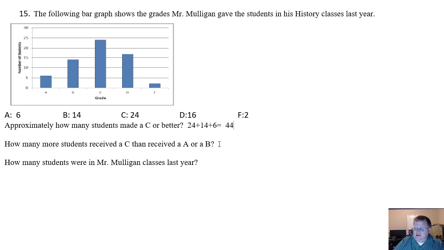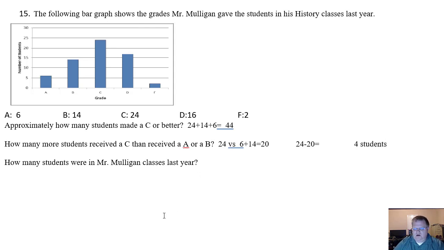How many more students received a C than an A or B? Okay, so we're comparing 24 versus the 6 plus 14, which is 20. And specifically, we're asked how many more students. So if there were 24 that got a C, then the A and B would put me at around 20 students. So the difference would be around 4.